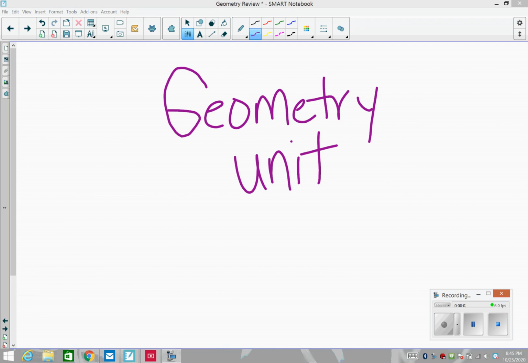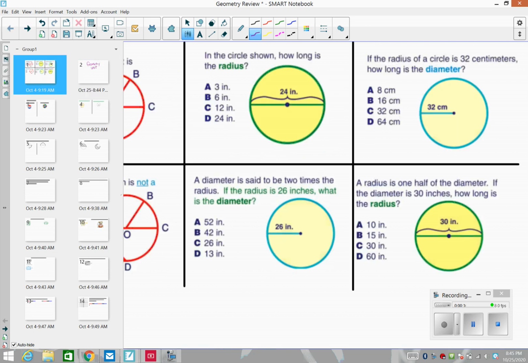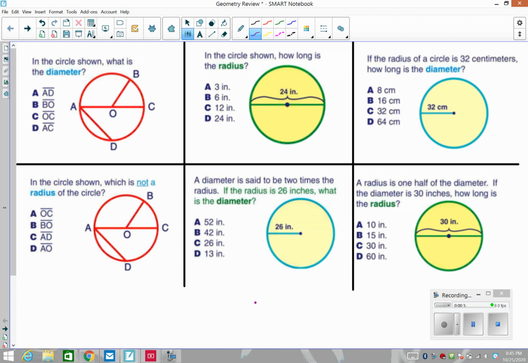Hey, math friends. So our learning target today is I can review the geometry unit. So everything we did in the geometry unit with circles and cylinders. All right, so starting first with the review of some language on radius and diameter.